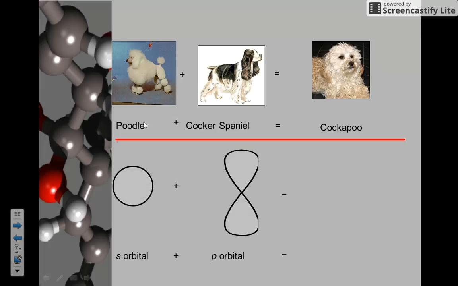So just like with the cockapoo, if you blend your s orbital, your spherical orbital, and your peanut-shaped orbital, you get an sp hybrid orbital. Notice you still have this figure 8 shape here, but one of the lobes is larger than the other lobe. This is the general shape of an sp hybrid orbital.